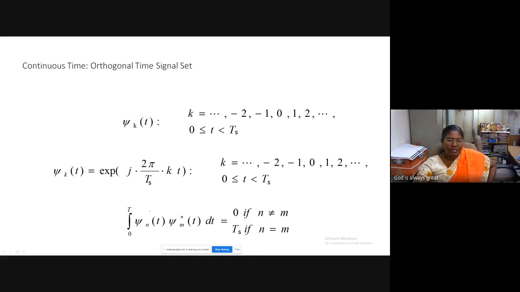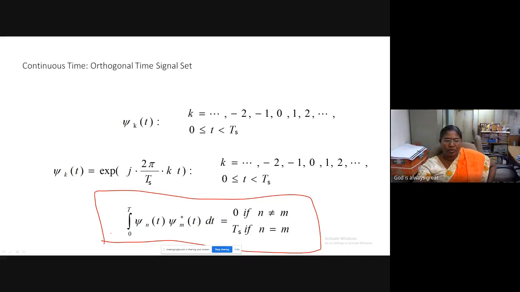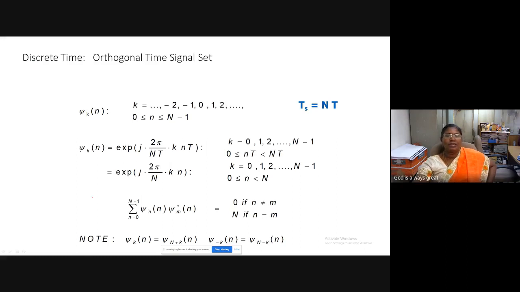Its orthogonality, you can easily write as integral 0 to t of psi n of t into psi star of m of t dt, which should be equal to 0 if n is not equal to m, and it will be equal to the value of ts if n is equal to m. This is how the orthogonality is being expressed in the continuous time domain. We can express the same orthogonality in the discrete time domain. In the discrete time domain, we'll be writing the t here as small n, right? The t here is replaced as small n, psi k of n. So psi k of n is nothing but e power j 2 pi.